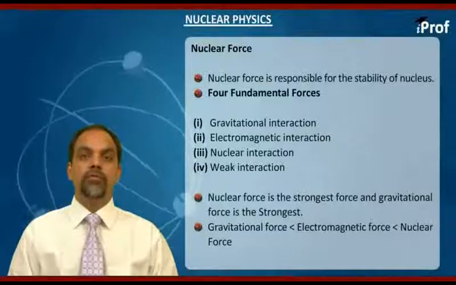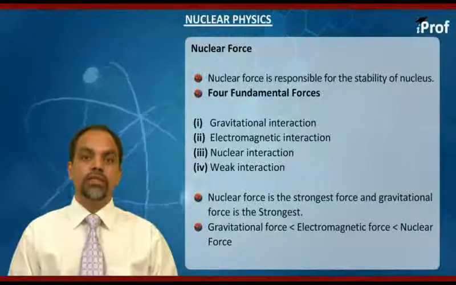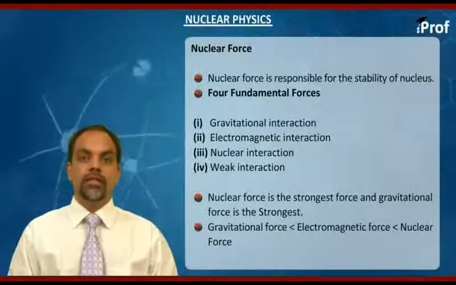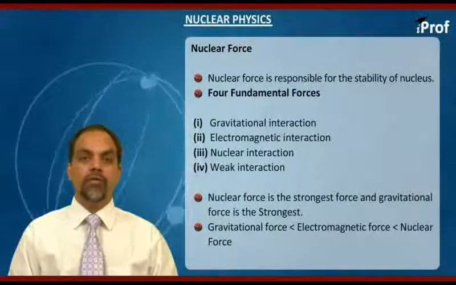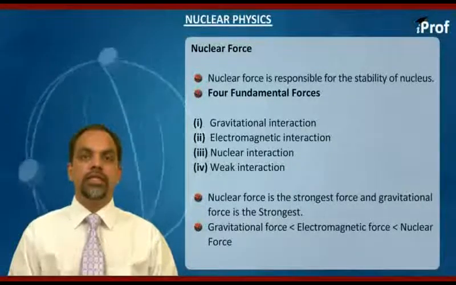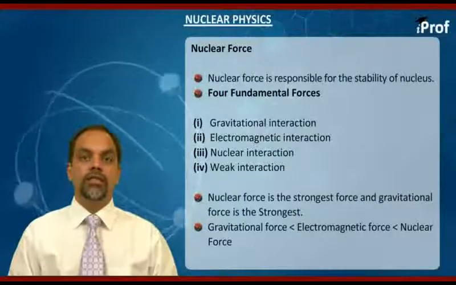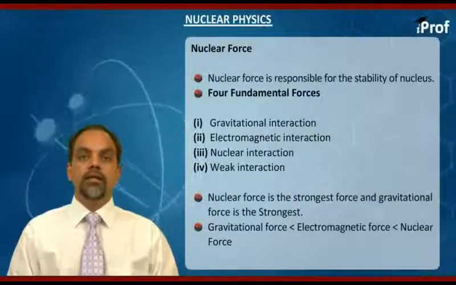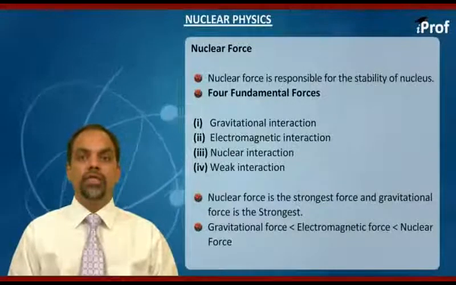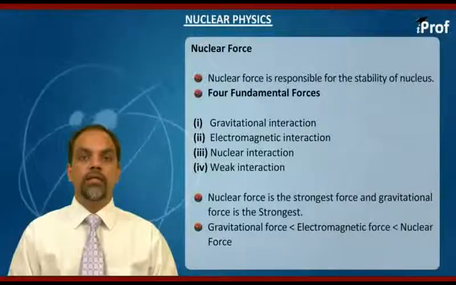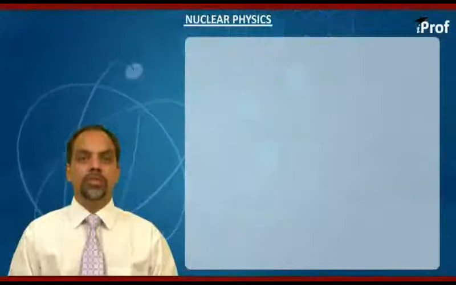Now out of these four fundamental forces found in nature, nuclear force is the strongest force and gravitational force is the weakest. In fact, if we put it into sequence of increasing strength, we will have gravitational force as the weakest, then slightly higher it is weak force, and then a stronger force, that is electromagnetic force, and then we have the strongest, which is the fourth one, and it is the nuclear force.